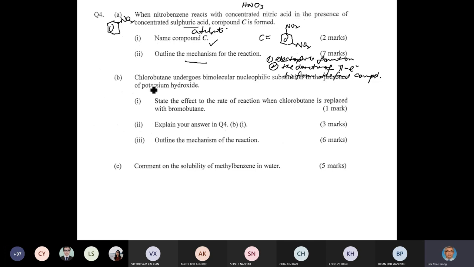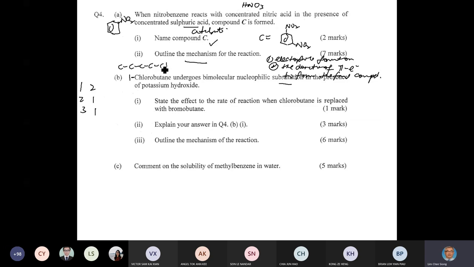B, 1-chlorobutane, normally we forget to put the 1. 1-chlorobutane undergoes bimolecular nucleophilic substitution. Some students will panic already. Don't worry, first call the numbers out first: 1, 2, 3, 2, 1, 1. Okay, refer to here. 1-chlorobutane, roughly draw out the chemical structure.